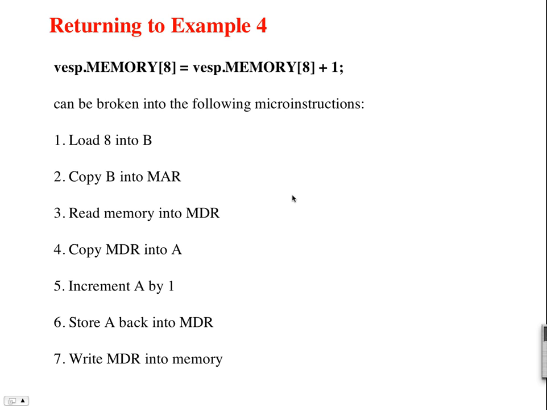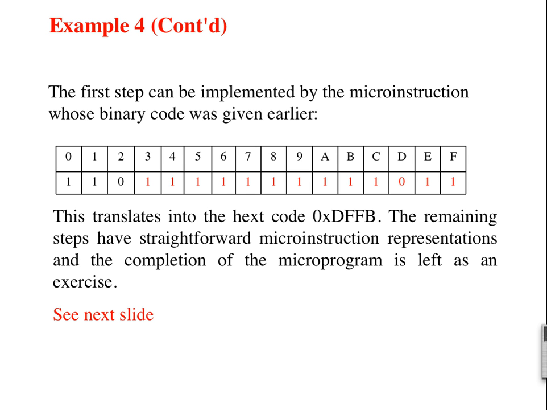All we had to do was to simply facilitate this loading of a constant into MAR indirectly via B. I could have also elected to put it into MAR, but MAR is an address register, so I didn't want to mess with it too much, and instead I wanted to put it into B so I can copy it from there into MAR. Okay, so the first step is easy to implement.